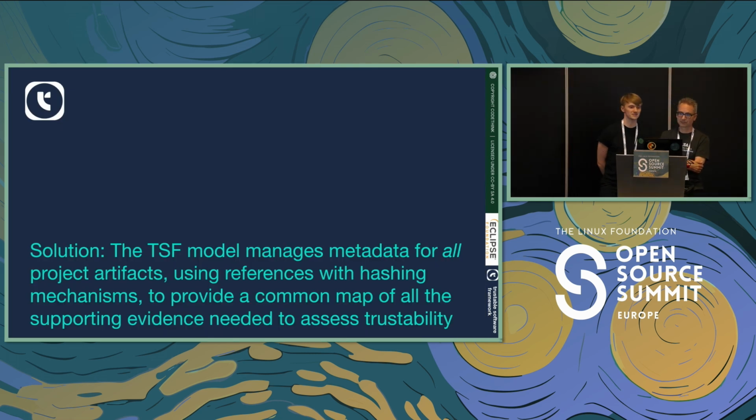As a solution over here, the Trustable Software Framework uses a model which is meant to manage all the metadata for all of the project artifacts you may have or deem critical, using references with hashing mechanisms to provide a common map of all of the territory of the supporting evidence to assess trustability transparently, visible for all, such that all omissions are also visible.